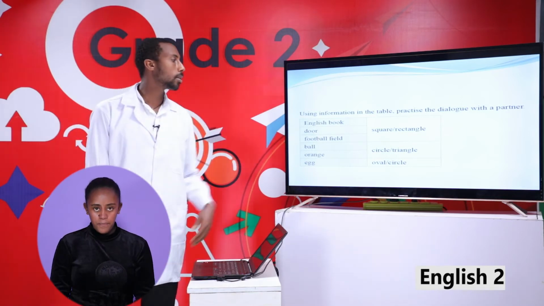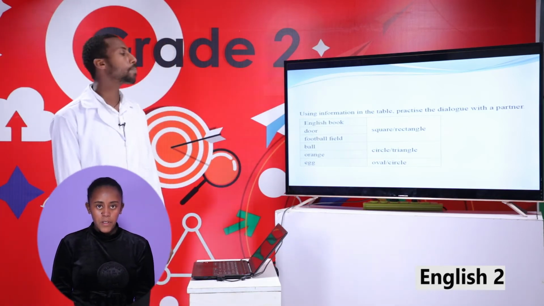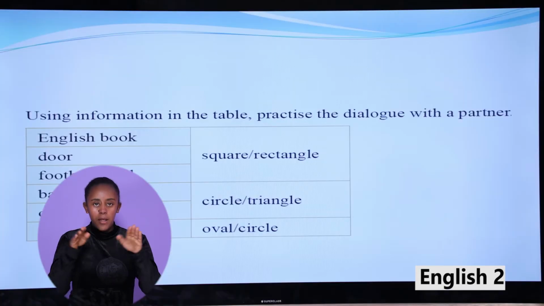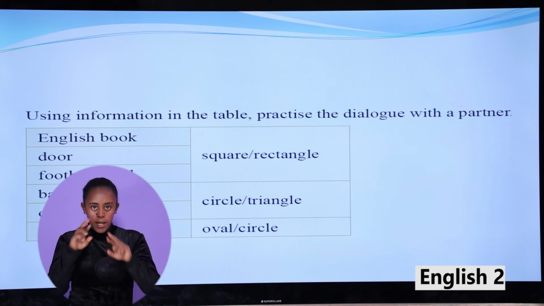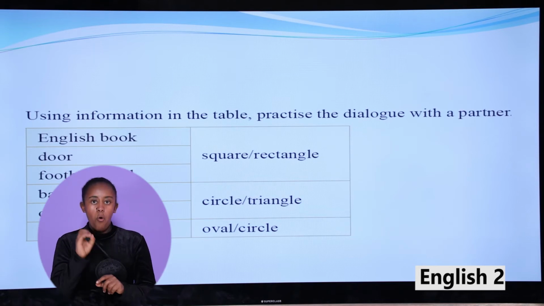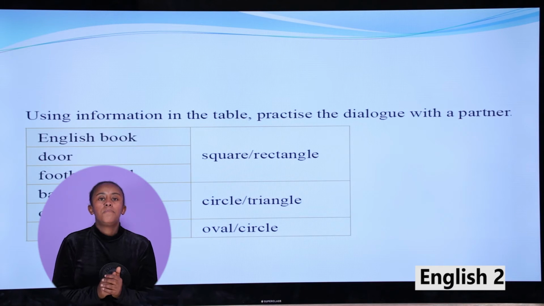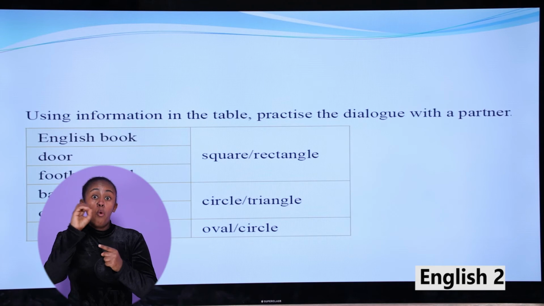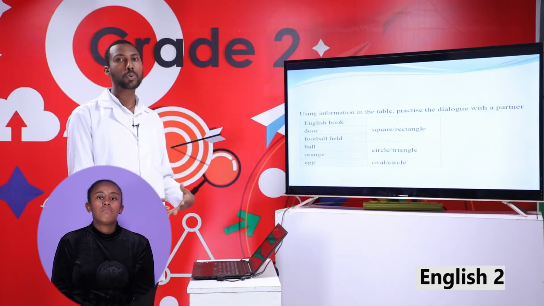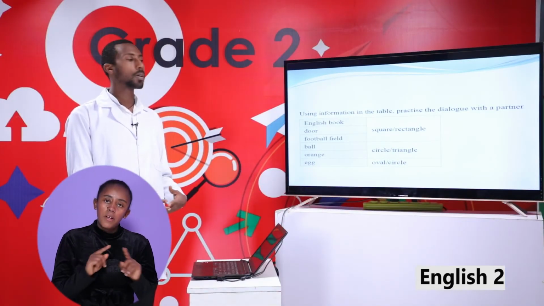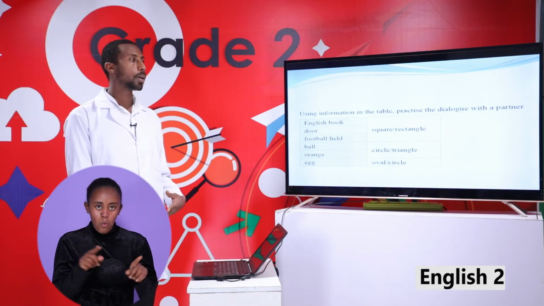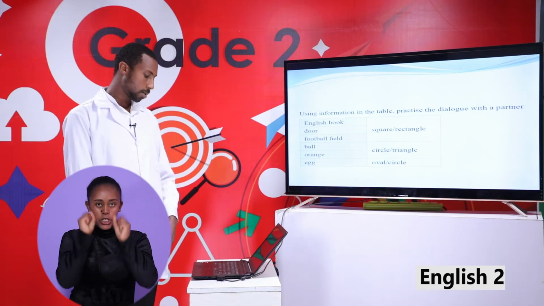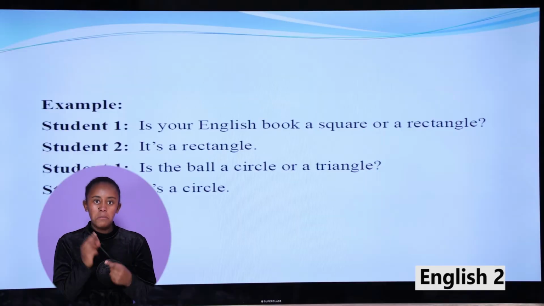On another side, there is an example of shapes. There are different kinds of shapes on the table: square and rectangle, circle, triangle, oval and circle. There is a word over here. So how do you express by language pattern, using different kinds of dialogue, the shapes for your partner? Let us see together.